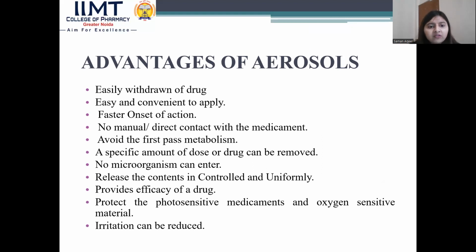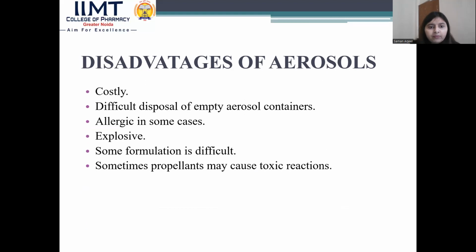Advantages of aerosols are as follows: easy withdrawal of drug, easy and convenient to apply, faster onset of action, no manual or direct contact with the medicament, avoids first pass metabolism, a specific amount of dose can be removed, no microorganism can enter, releases the contents in a controlled and uniform manner, provides efficacy of a drug, and protects photosensitive medicament and oxygen sensitive material because aerosols are closed containers. Irritation can be reduced.